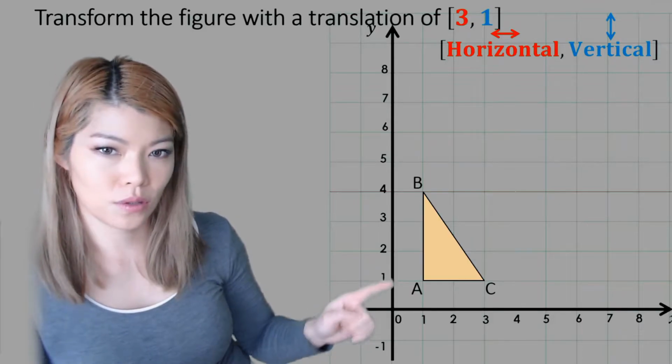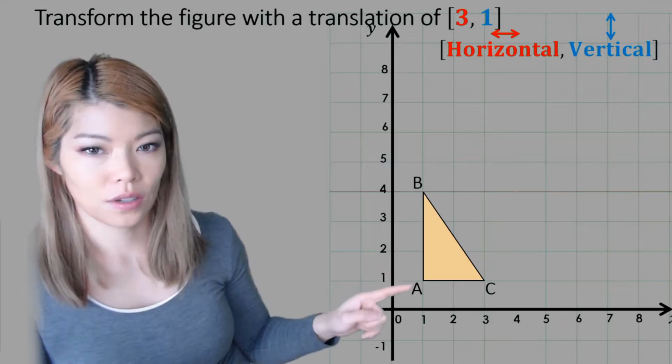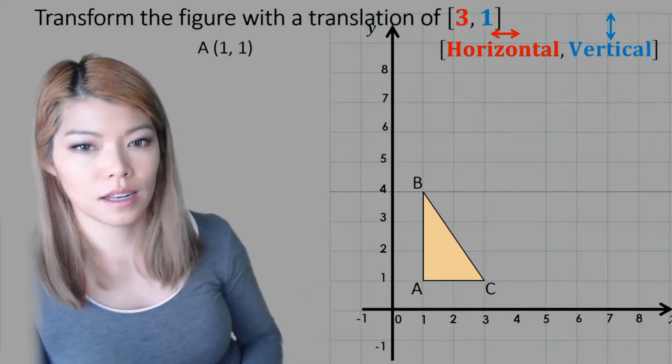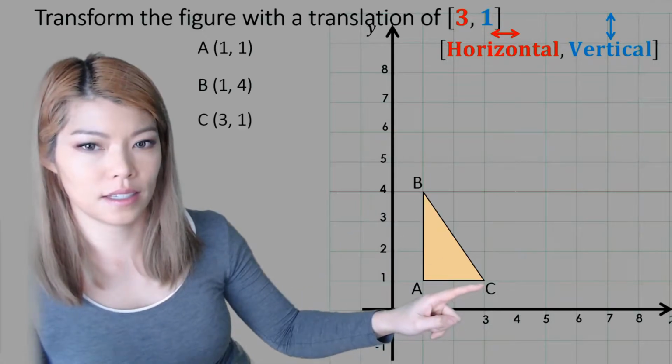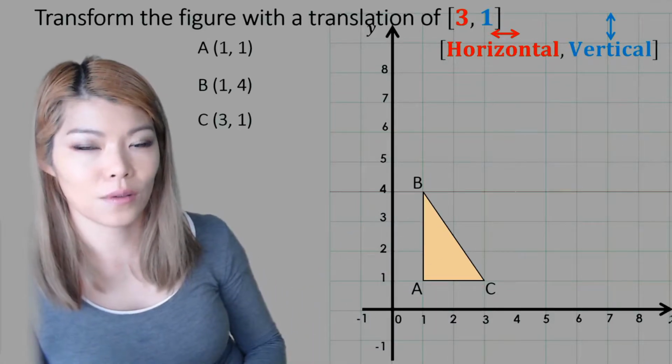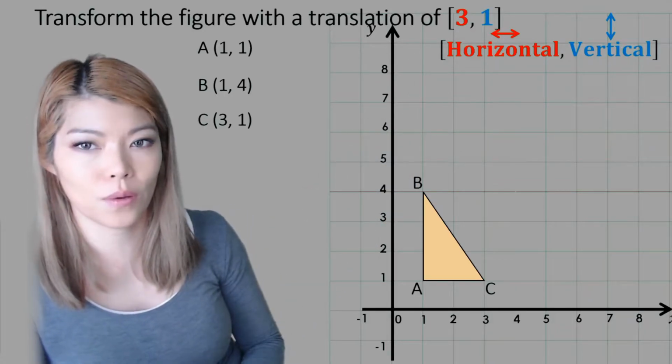First of all, we have to look at the corners, just like we did with all the other transformations. So the vertices A, B, C, let's write them out. A is 1, 1, B is 1, 4, and C is 3, 1. And after that, we can add our translation. They're both positive, so this is going to be quite easy.